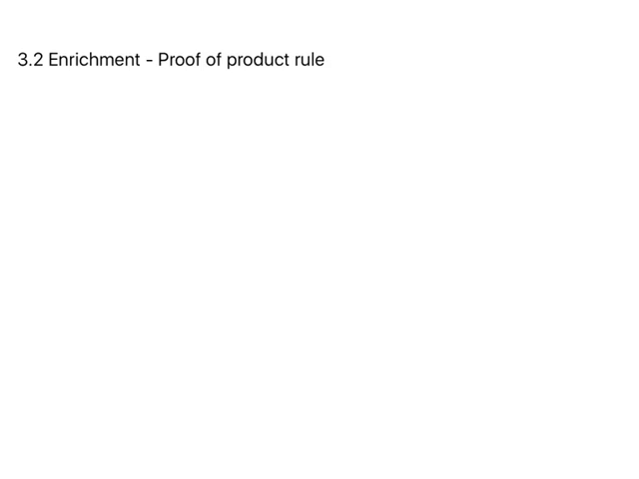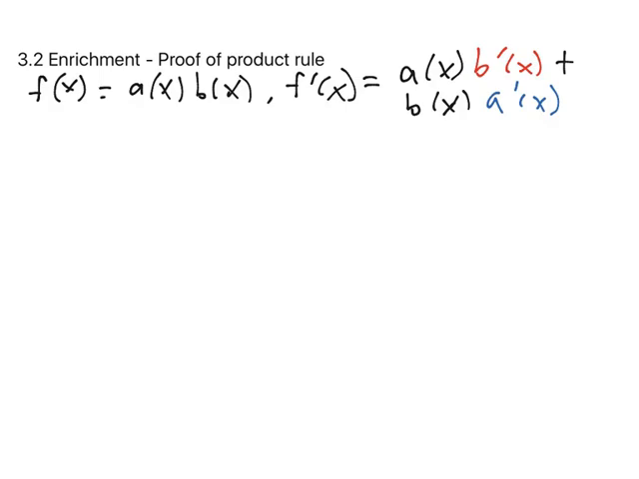In this video, the enrichment video to Unit 3, Lesson 2, we are going to prove that the product rule is true. Remember that product rule says that if f of x is a of x times b of x, then the derivative f prime of x is a of x times b prime of x plus b of x times a prime of x.